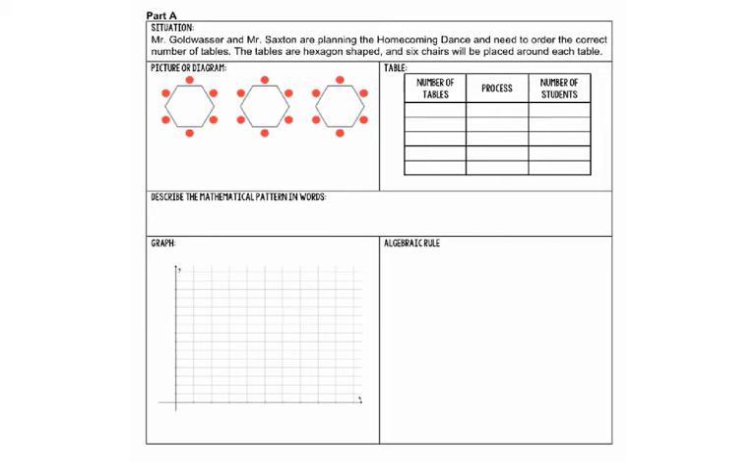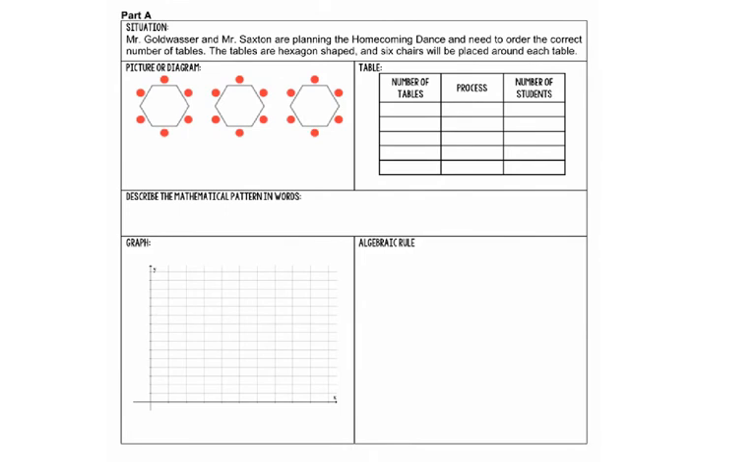The number of students depends on the number of tables that we have. So if we have 0 tables, we're going to have 0 students that are able to sit there. If we have 1 table, there are 6 students. If we had 2 tables, there would be 12. If there are 3 tables, another 6, so that would be 18 total. And if we had 4 tables, we would have another 6, which would be 24.